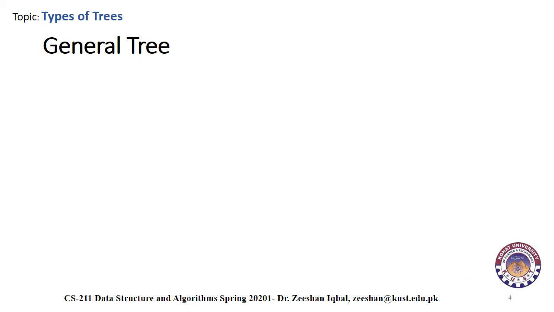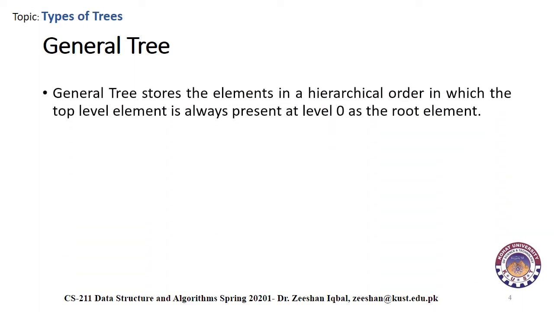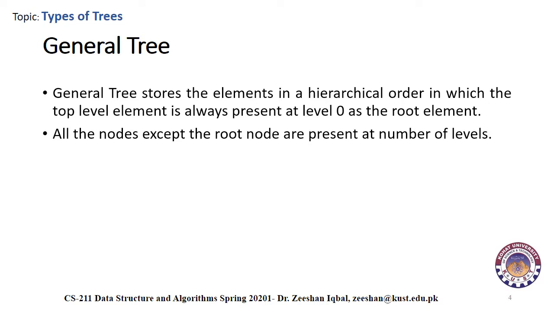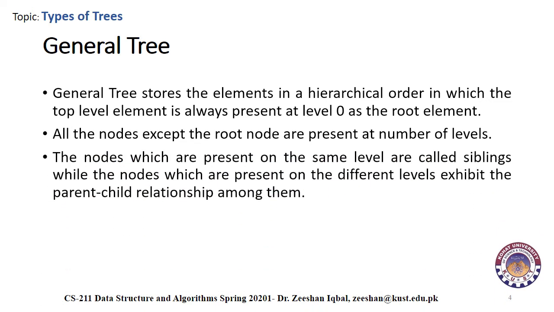The basic type of tree is the general tree. General trees store the elements in a hierarchical order in which the top element is always present at level 0, which we call the root. All the other nodes except the root node are present at different levels. The nodes which are present on the same level are known as siblings, while the nodes present on different levels define the parent-child relationship among them.